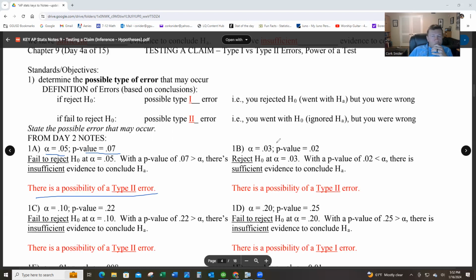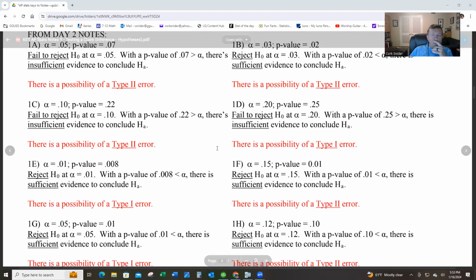This one, alpha's 0.03, weird number for alpha, but just go with it. And the p-value came in at 0.02. There's a rhyme here to help you. If the p-value is low, you reject the H0. So the p-value 0.02 is less than alpha. Therefore, we reject H0 and go with HA as the probable outcome. But if you do that, there is a possibility of a type 1 error. Now, there's a couple of those.